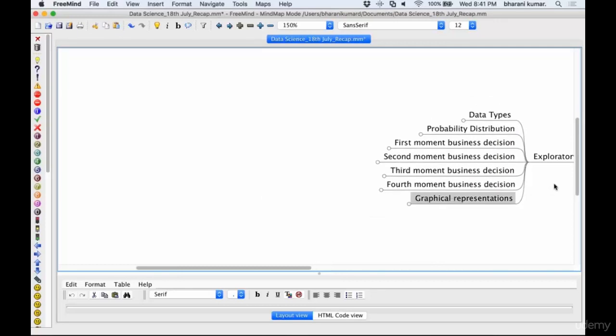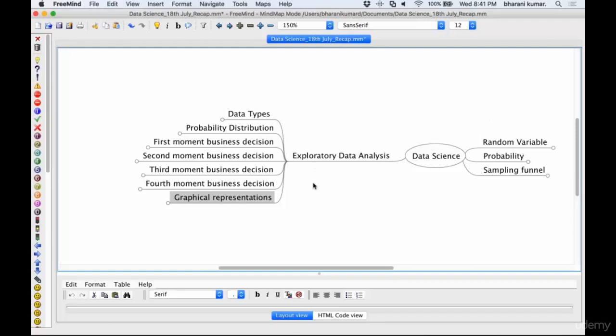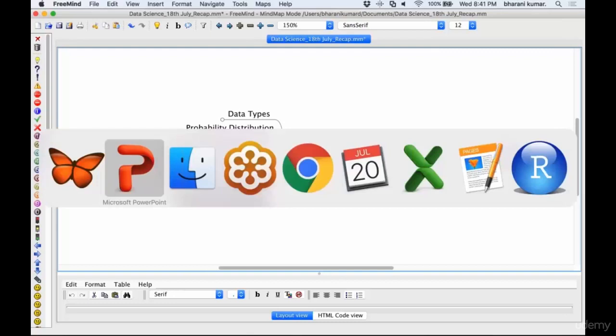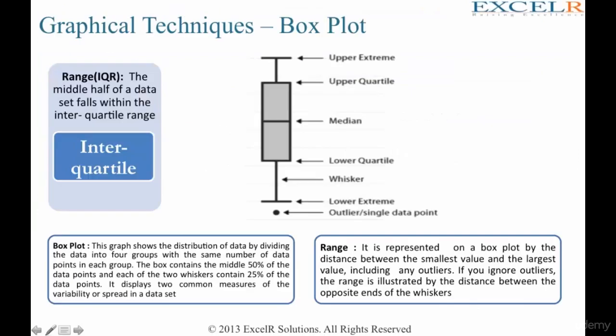All right. Now we will take this discussion further and try to understand about another very important graphical representation, which is called as box plot. And here is a box plot. Let us try to understand this.